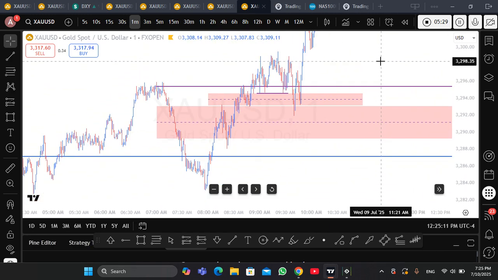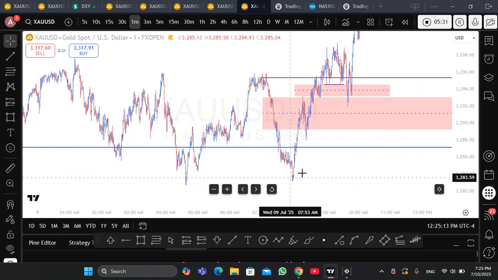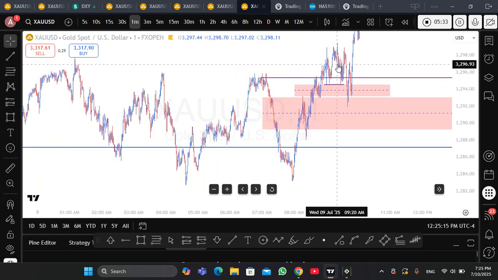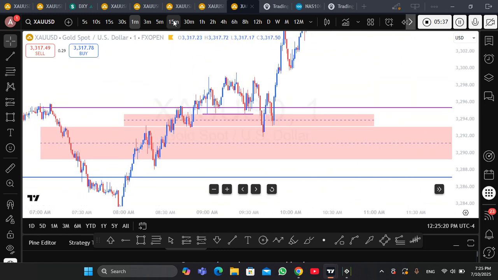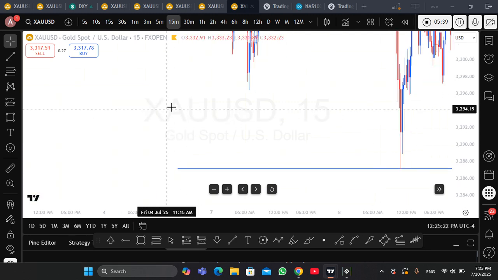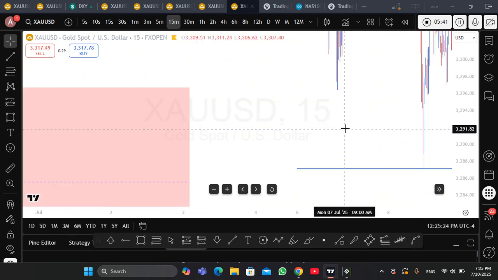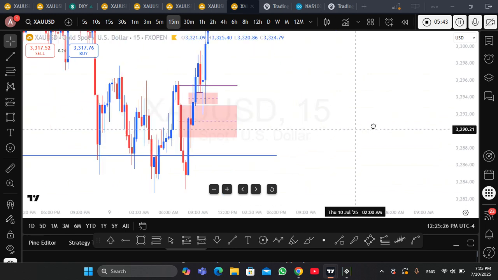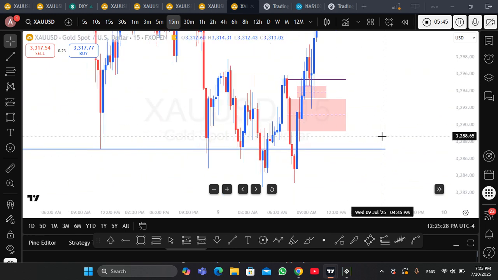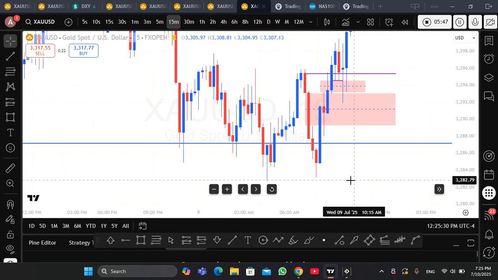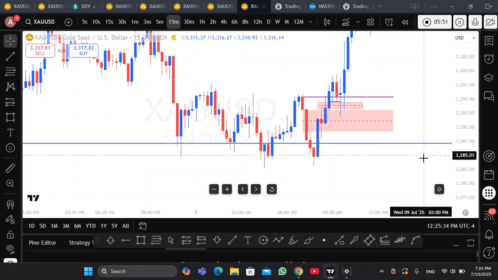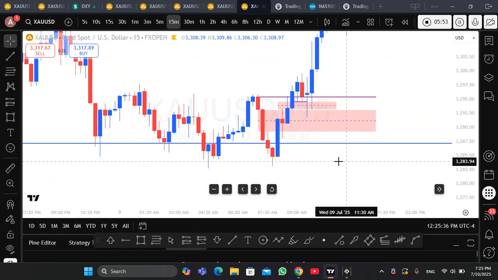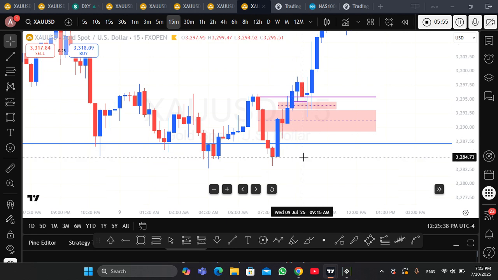You can see it is very beautiful in this area, how the rejection happened here and the market moved upwards. It's really beautiful. You should remember this from the video I made yesterday. I want to explain this point to complete the video of yesterday.